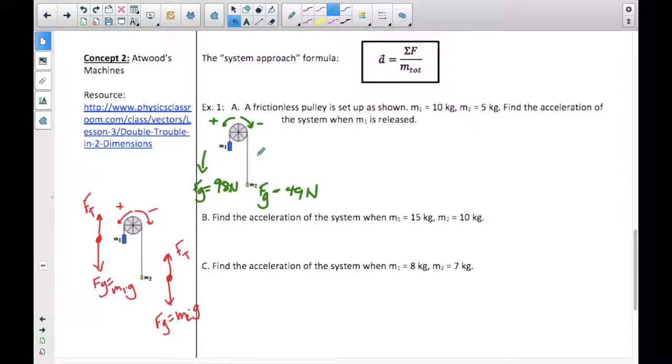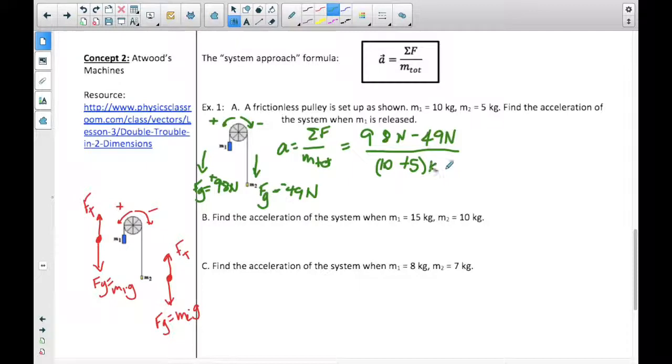So when we do this formula, the acceleration is the sum of the forces over the total mass. For the sum of the forces, we decided that this one's positive, so we have a positive 98 newtons. And we had this one going down the other way in the negative direction, so that's a negative 49 newtons. And our total mass is 10 plus 5. Now we just have to add those together and see what we come up with. 98 minus 49 is a positive 49.